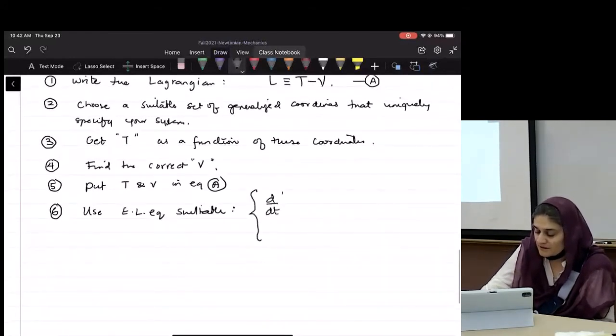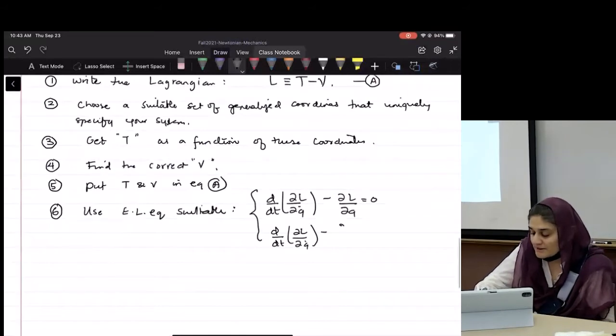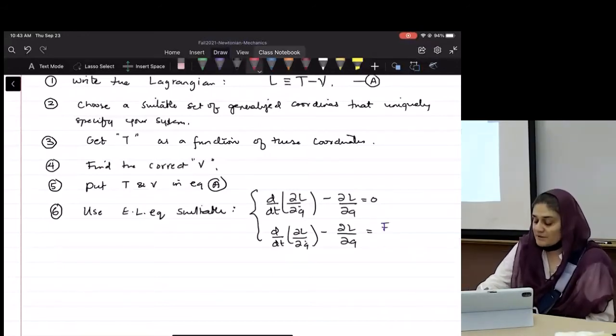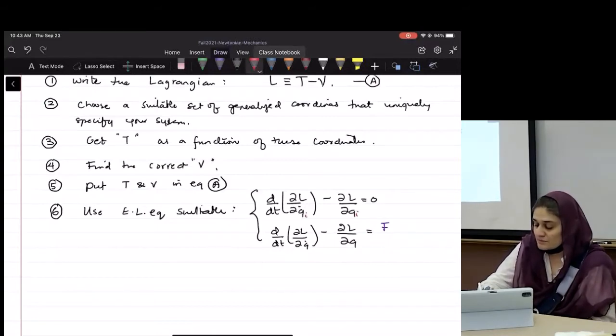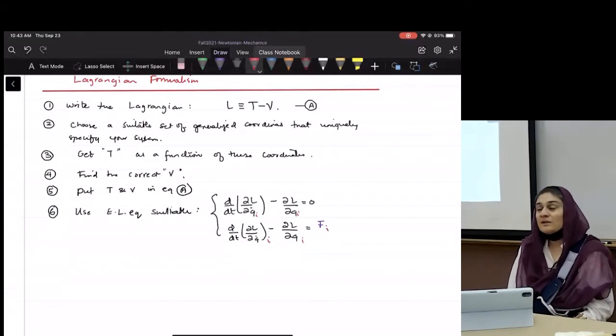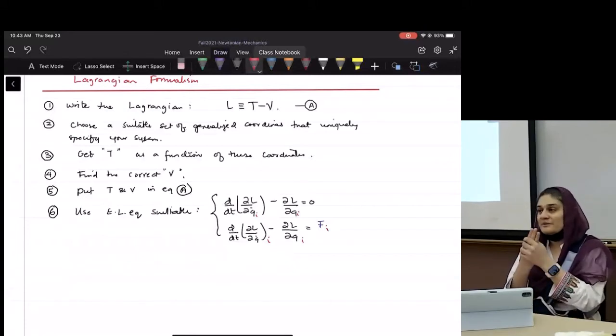d over dt of partial L over partial q dot minus partial L over partial q equals 0. Or d over dt of partial L over partial q dot minus partial L over partial q equals some force. Let me just call it F. And then I can use i to represent the number of coordinates that are required. So let's say there's only one coordinate required. How many equations should you have? One. If there are two, then there will be two, there will be three, and so on.